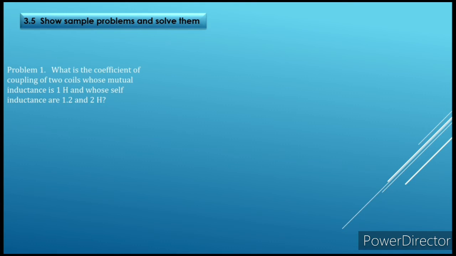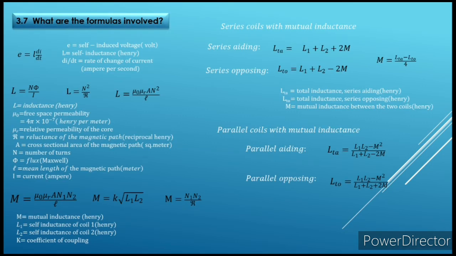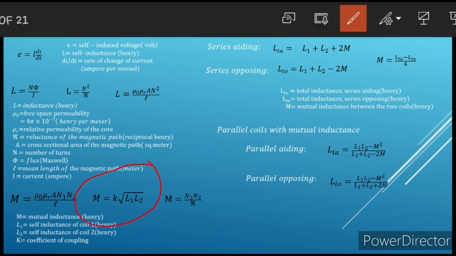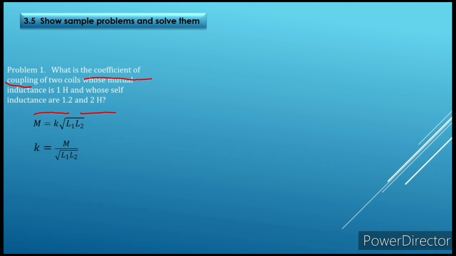For problem 1, what is the coefficient of coupling of two coils whose mutual inductance is 1 Henry and whose self-inductances are 1.2 and 2 Henry? For this problem, we are looking for the coefficient of coupling, and we will be using this formula. So let's go back to our problem and plug in the given values to our formula.